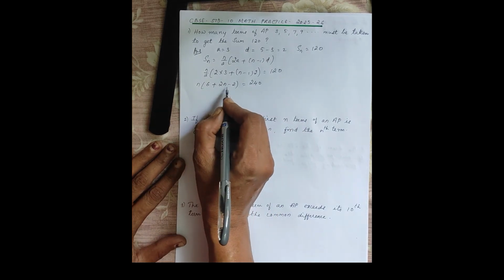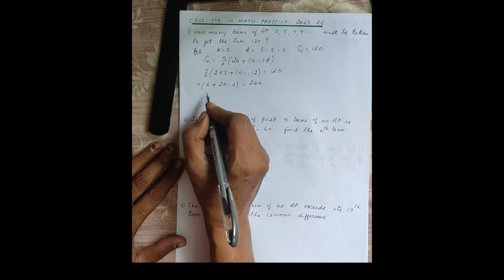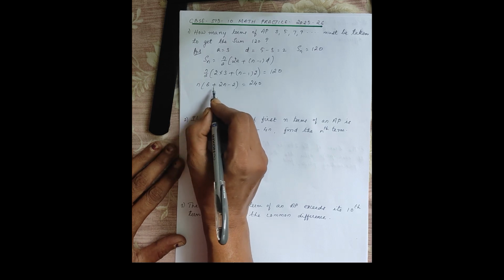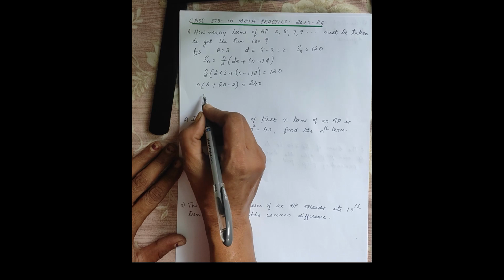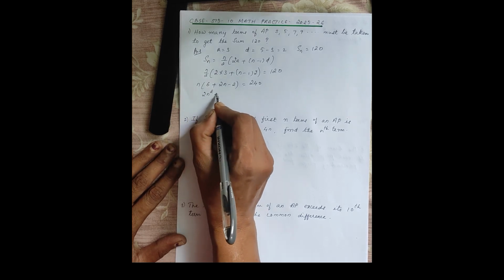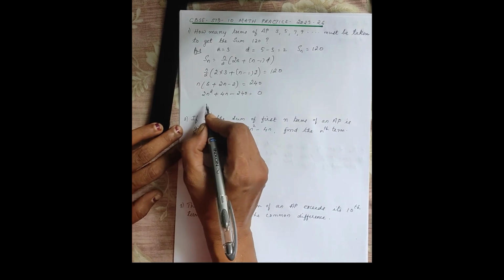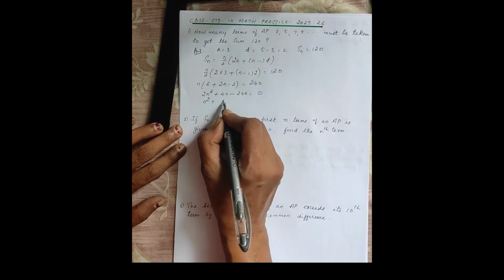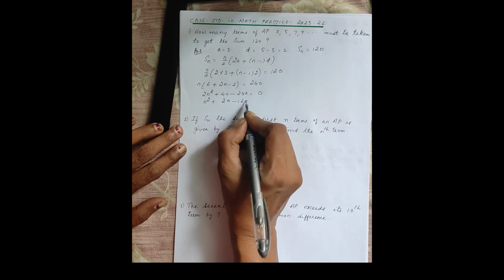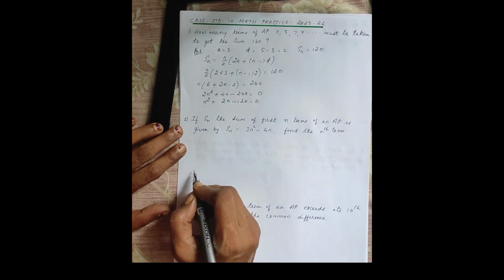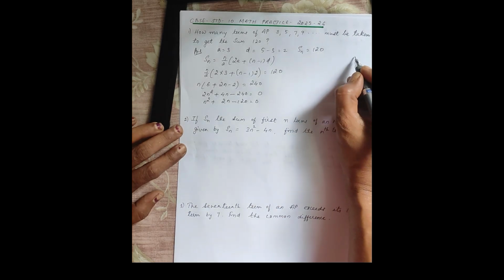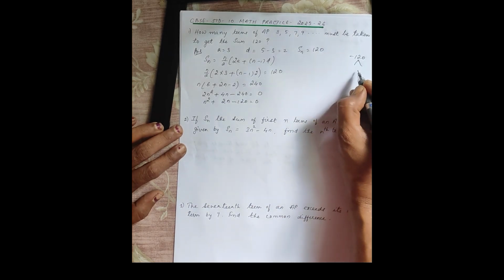6 minus 2, that is 4. And n into 2n, that is 2n square, plus 4n minus 240 equal to 0. We got a quadratic equation. Every term we can divide by 2, so n square plus 2n minus 120 equal to 0. We have to factorize to get the value of n. Product is minus 120 and the sum is 2.